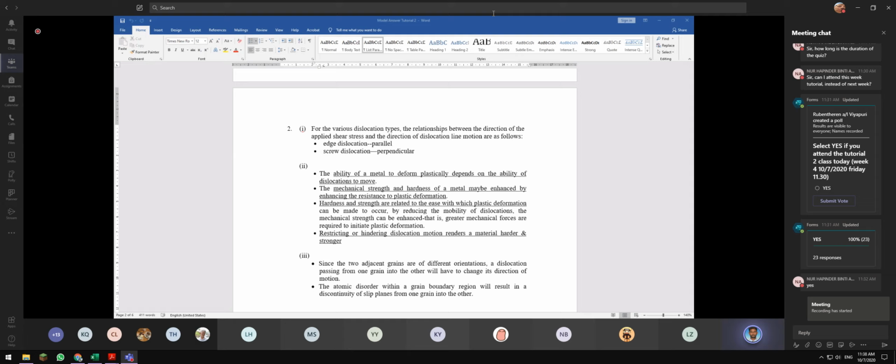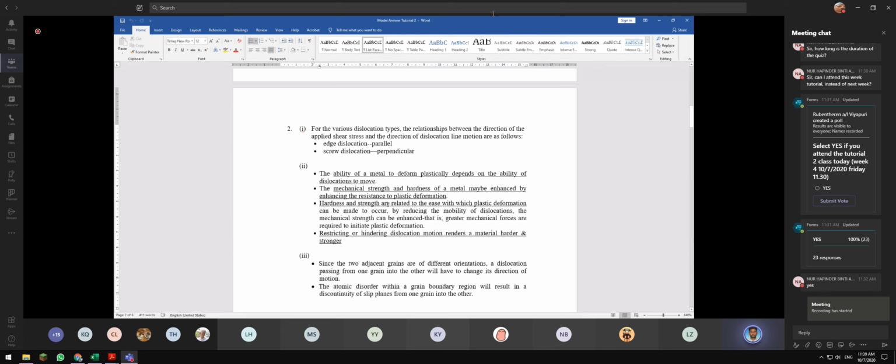What is the relation between dislocation motion and the mechanical behavior of metals? Now you should know that the ability of metal to deform plastically depends on the dislocation, right? When an atom is being dislocated, that is where plastic deformation occurs. So the ability to deform plastically depends on the ability of dislocations to move. Now, the mechanical strength and hardness of a metal may be enhanced by enhancing the resistance to plastic deformation. If you resist plastic deformation, the strength and hardness can be enhanced.